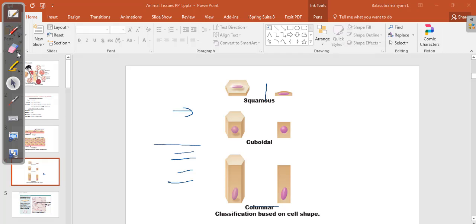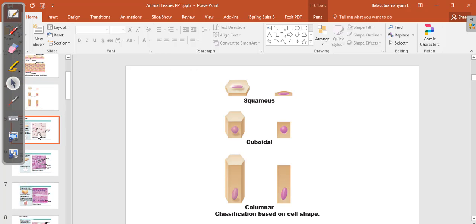Now we'll look at the shapes of the cells. Here you can see the squamous, the single layer, and here the cuboidal cells. One is three-dimensional, another one is two-dimensional. In columnar cells, the nucleus is pushed towards the edge of the cell. Now we'll also look at the tissues and their functions one by one.